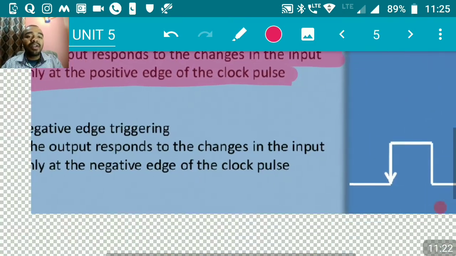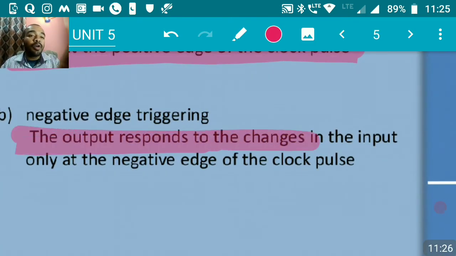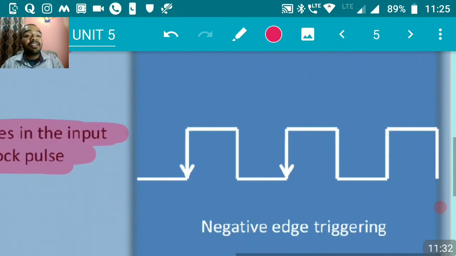Then let us go to understand what is negative edge triggering. In negative edge triggering, the output responds to the changes in the input only at the negative edge of the clock pulse. Here, this is the positive edge of the clock pulse and this is the negative edge of the clock pulse. Let me just change the color over here. This is the negative edge of the clock pulse.